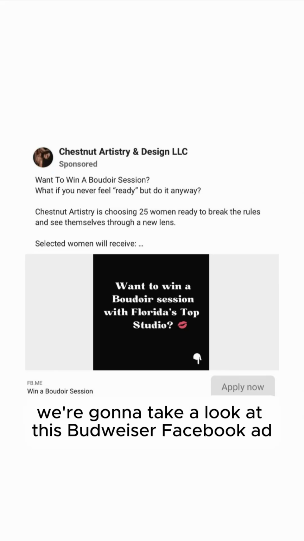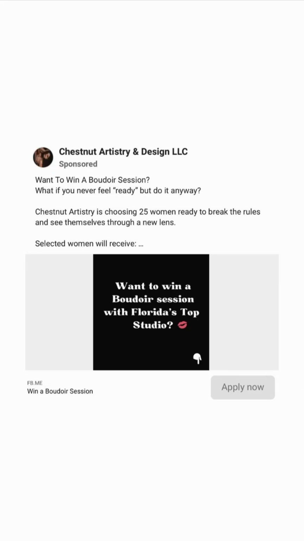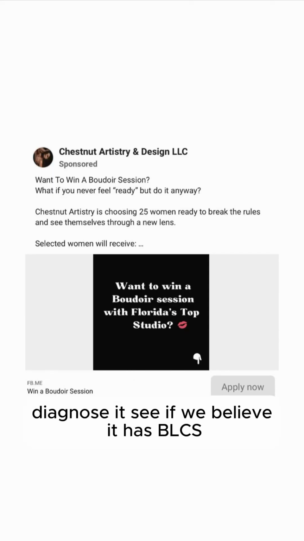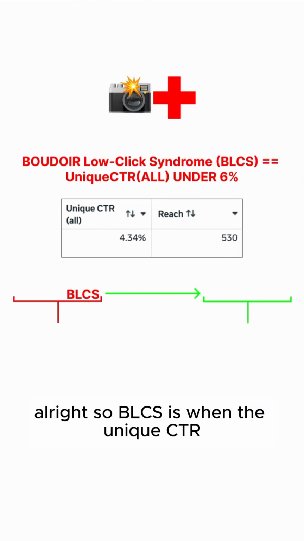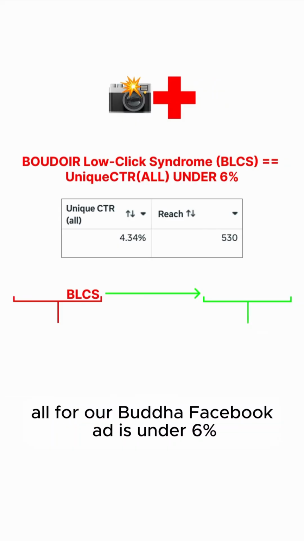All right, y'all, we're going to take a look at this boudoir Facebook ad, see if we believe it has BLCS, diagnose it, see if we believe it has BLCS, aka boudoir low click syndrome. All right, so BLCS is when the unique CTR all for our boudoir Facebook ad is under 6%.